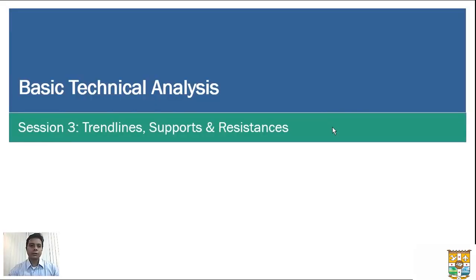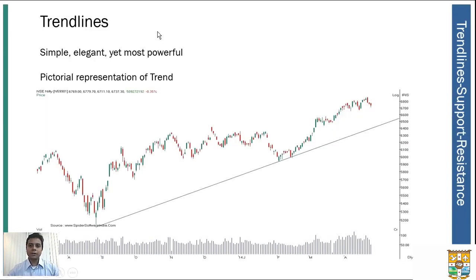Today's session is the third one in our series of basic technical analysis, and today we'll be talking about trend lines, supports and resistances. Well, a trend line is a simple y equal to mx plus c, the simple equation of a straight line. Now you can see over here I have the chart of NSE Nifty, and it's a simple black line which is sloping up joining the lows. This is essentially the trend line that any technical analyst uses in his chart.